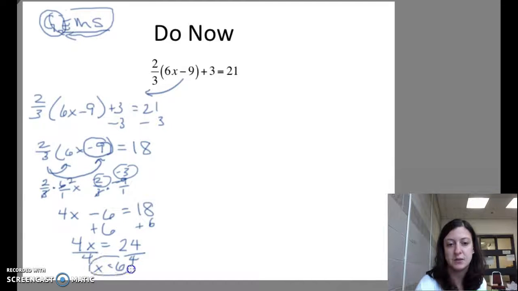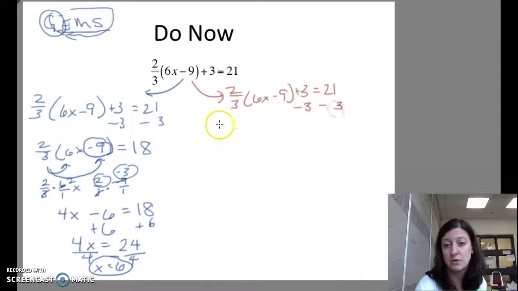Easy peasy. Okay. Now I'm going to do a second method on this. 2/3 times (6x minus 9) plus 3 equals 21. I'm still going to subtract the 3. There's no other way around it. I have to get rid of that subtraction so that I can get that grouping all by itself. Now I'm going to multiply both sides by 3 over 2.